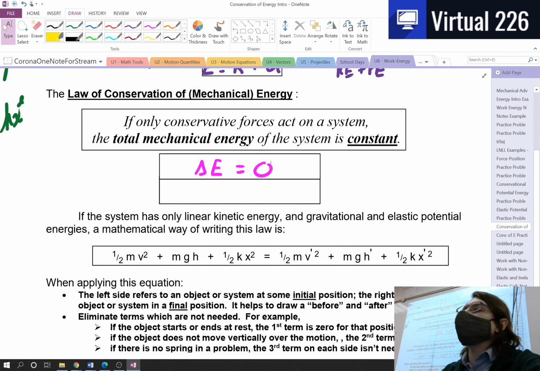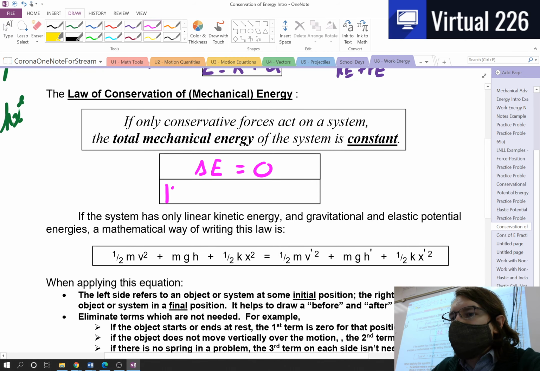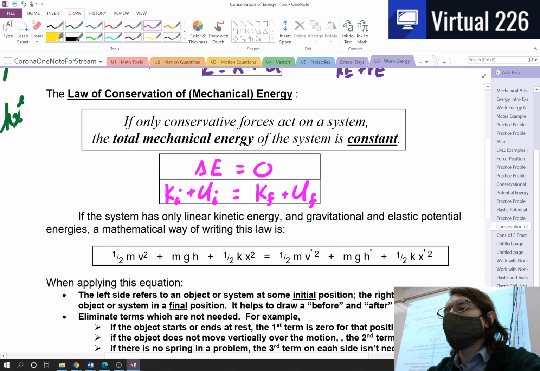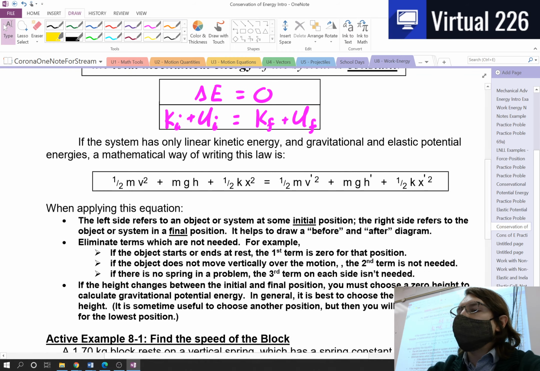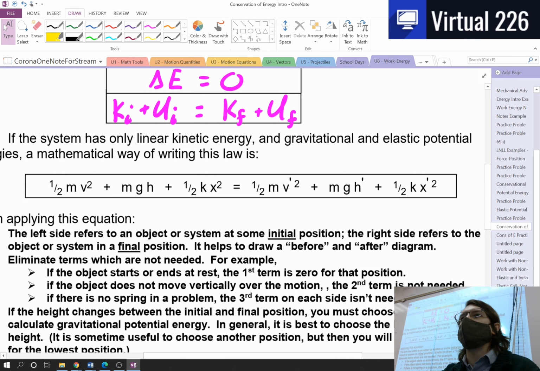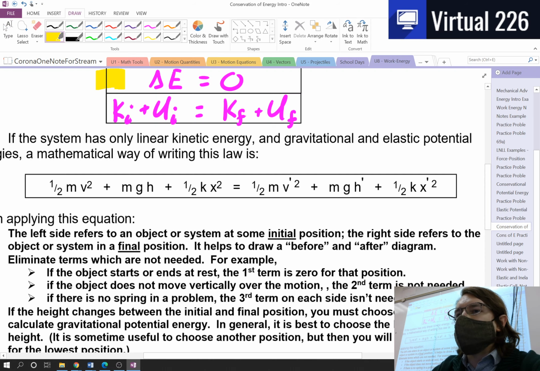Now, one other way we could write that this change in energy equals 0 is we could say that the initial kinetic plus the initial potential equals the final kinetic plus the final potentials. And if we wanted to expand this even further, we would get this extremely long equation right here. Now this equation looks extremely long, but it is actually just the equation up here, delta E equals 0.